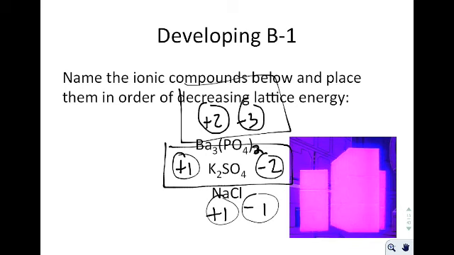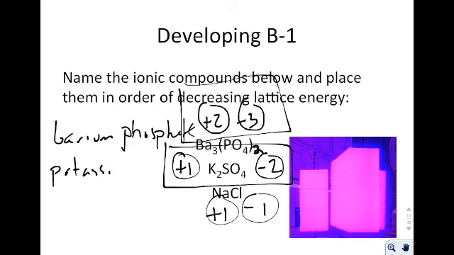Now, if I'm going to name these things, this right here is barium because it's the cation, and then this would be phosphate. This is potassium because it's the cation, and then the second part is the sulfate molecule. And then finally you have sodium and chloride.